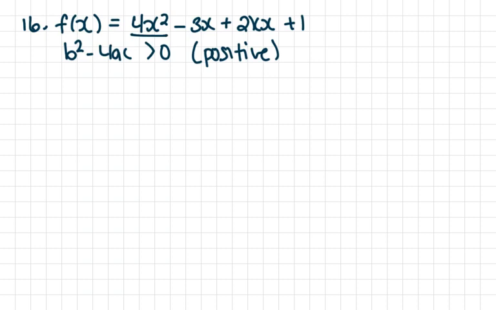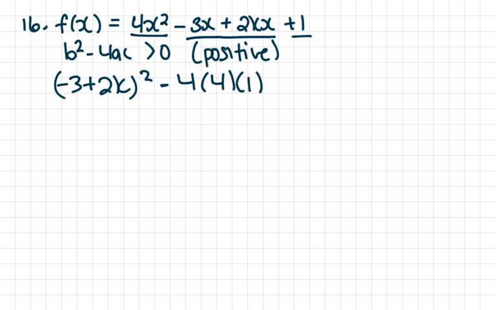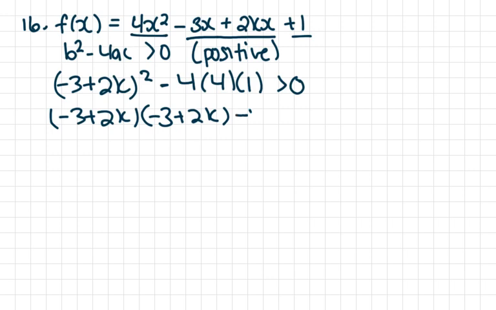So my a value is 4, my b value is negative 3 plus 2k, and my c value is 1. So I have negative 3 plus 2k squared, that's b, minus 4 times a, which is 4, times c, which is 1, is greater than 0. So I'm going to expand this bracket out. So negative 3 plus 2k times negative 3 plus 2k, and then minus 4 times 4 times 1 is minus 16.